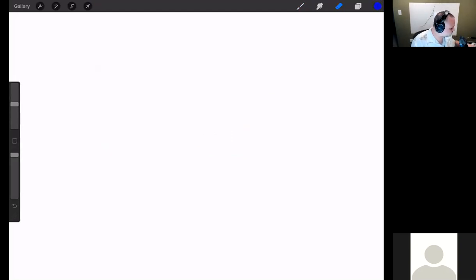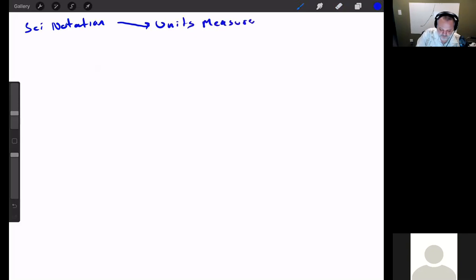So what we want to do is start with scientific notation. Then we're going to move on to units of measurement. And then I'm going to go back and talk about significant figures. Sig figs certainly are the hardest thing we're going to be talking about. All right, so let's get into scientific notation.